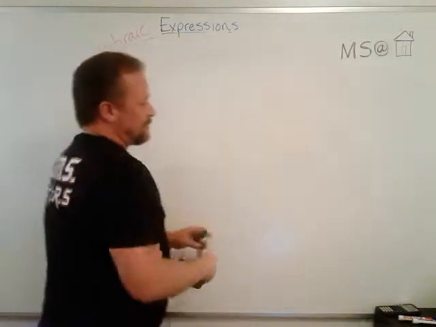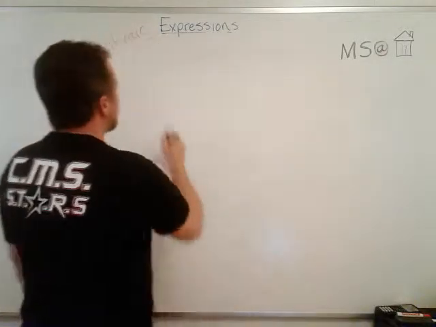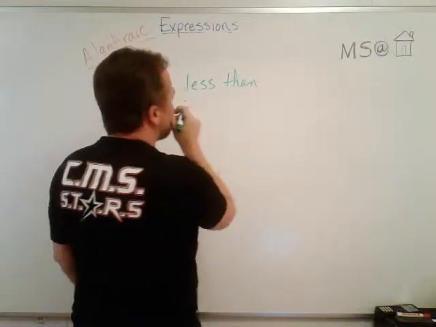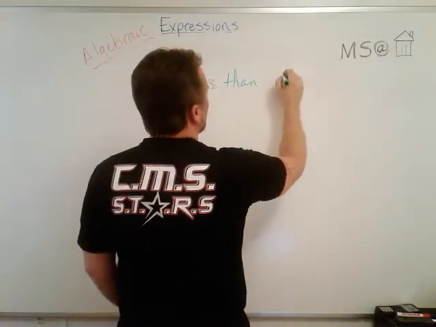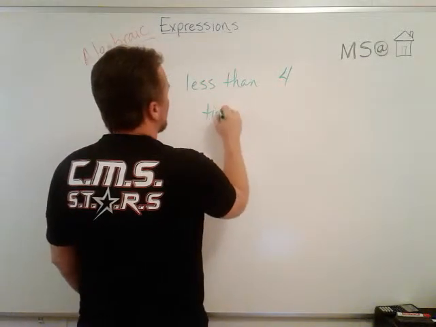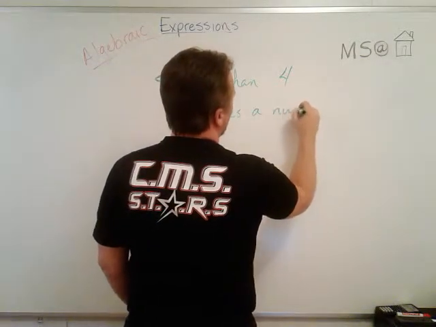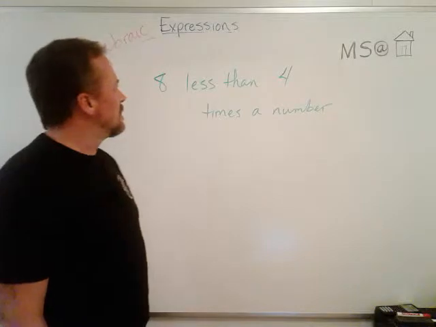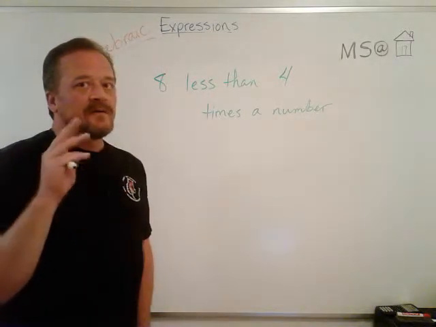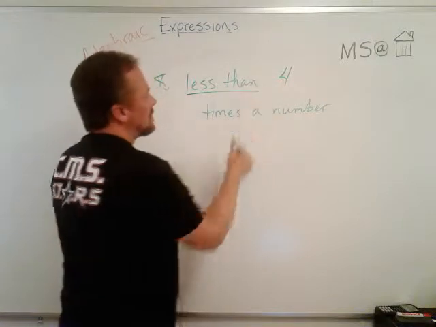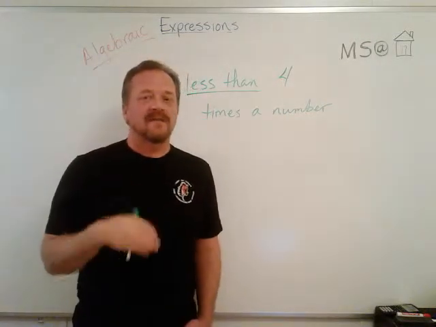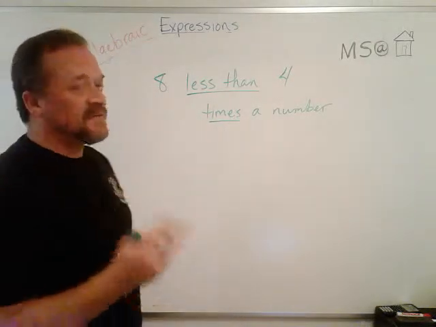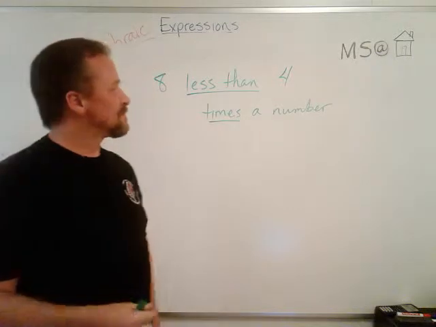How about 8 less than 4 times a number? How many operations are in there? Let's look for keywords. Less than tells me something's getting smaller, right? So that's subtraction happening there. And I also have times again, so that's multiplication. So I have 2 operations, subtraction and multiplication.